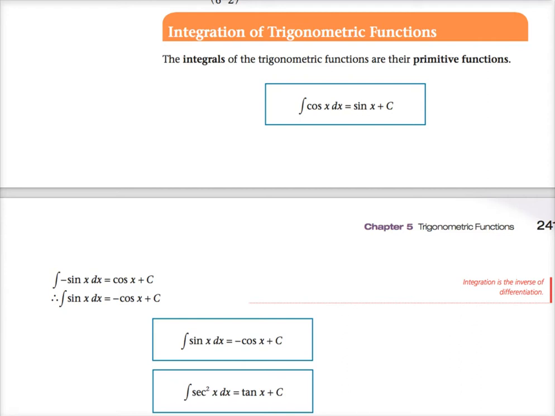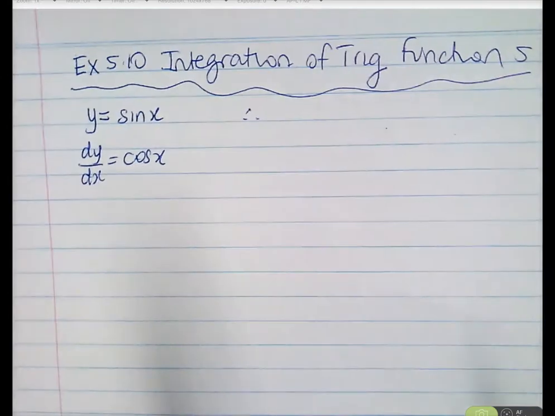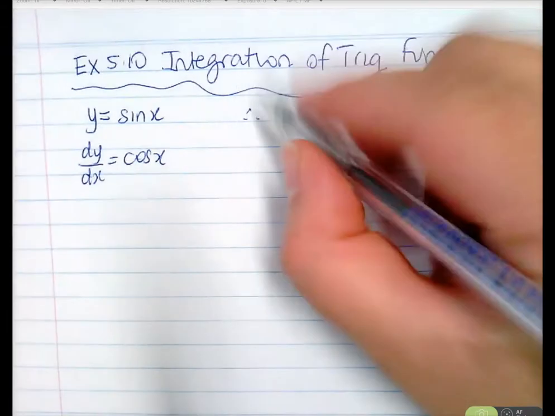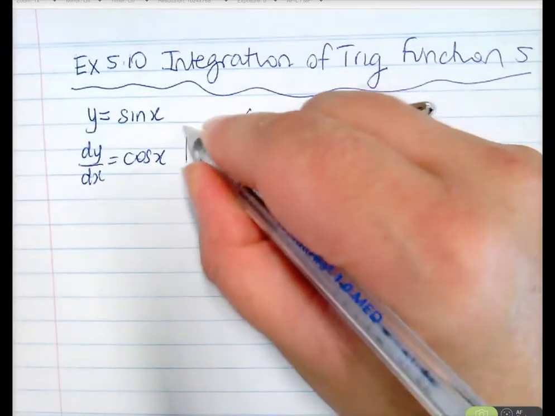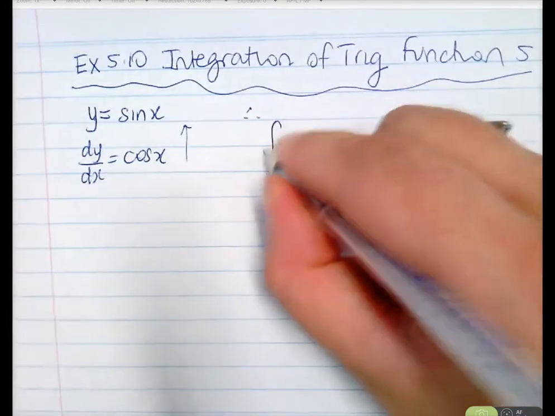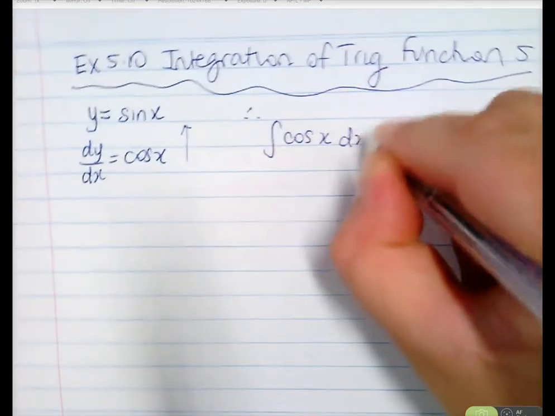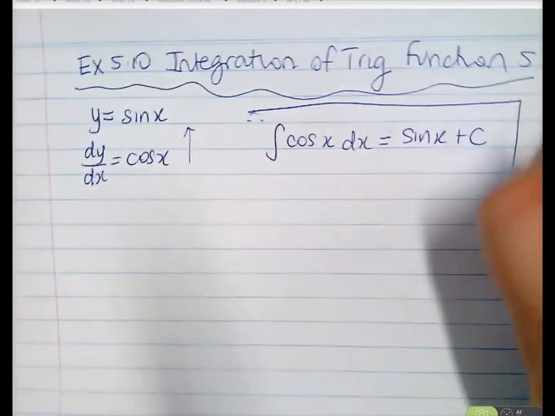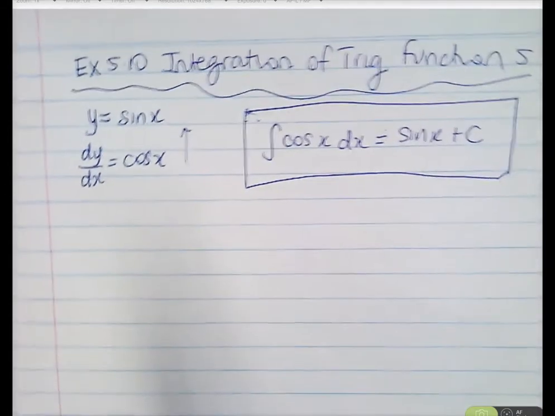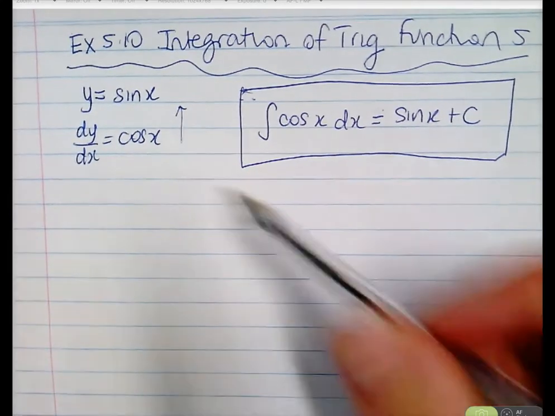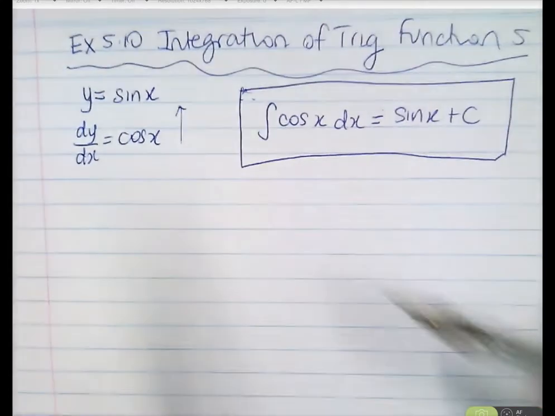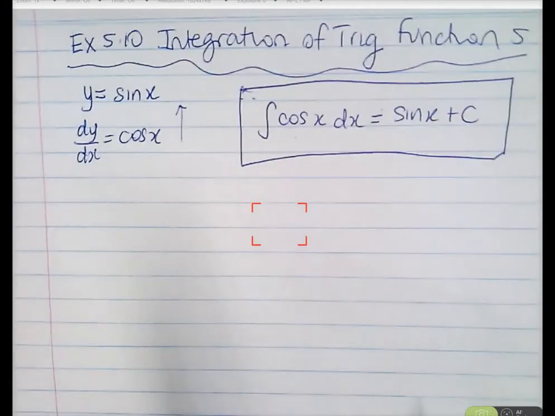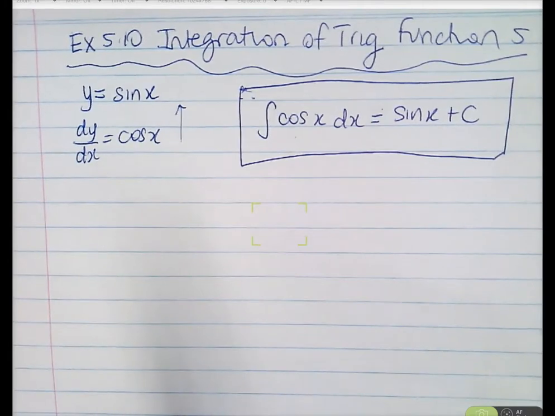Before we write the rule, last lesson we did if y equals sine x, then dy dx is cos x. So the opposite, that's differentiating. The opposite is to integrate. Therefore, the integral of cos of x dx is sine x plus c, and it's positive. So that's your integration rule. Because when you differentiate sine, you get positive cos, it means that when you integrate cos, you get positive sine, because it's the exact opposite. So that's the first rule.